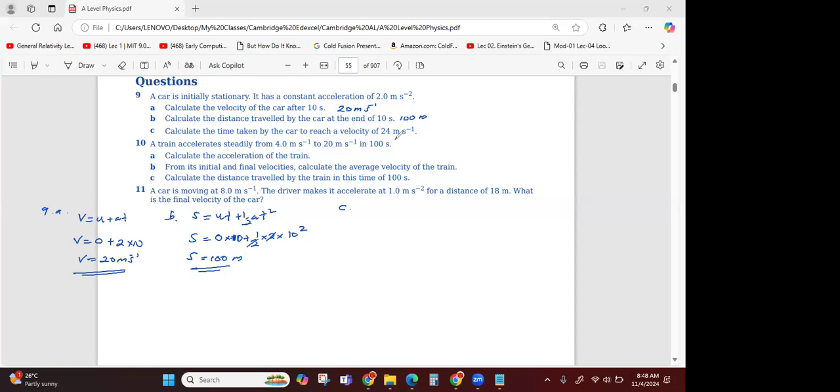And C part, we want to calculate the time taken by the car to reach velocity 24 meters per second. So here you can simply use v equals u plus at, right? Because now we know u and a. So v is 24 equals u is 0 plus a is 10 into time. Therefore, time equals 24 divided by 10, which is 2.4 seconds.